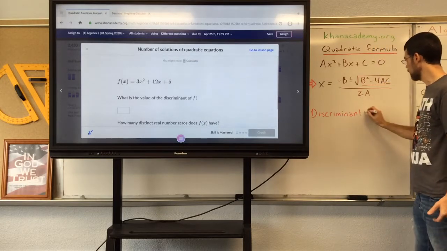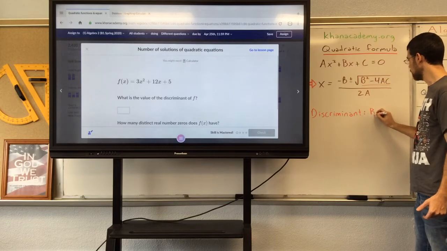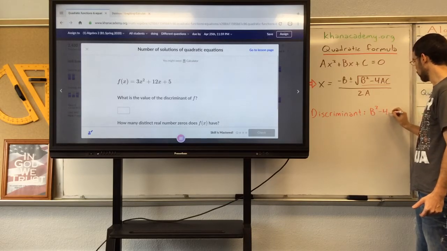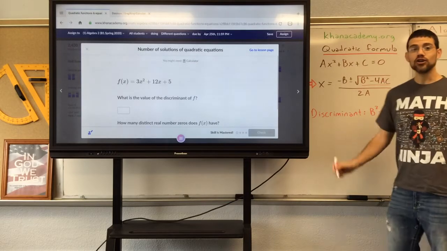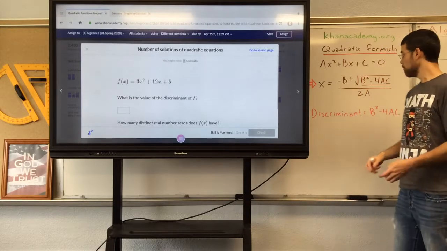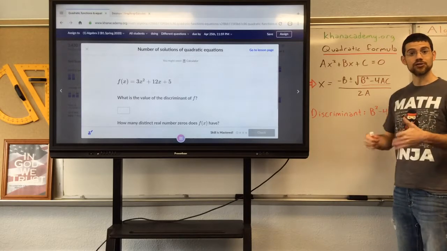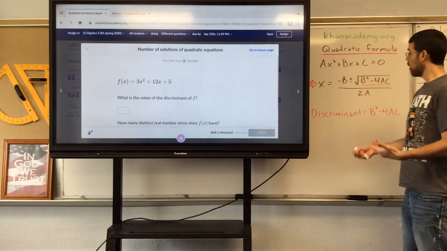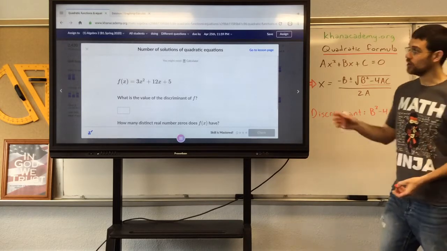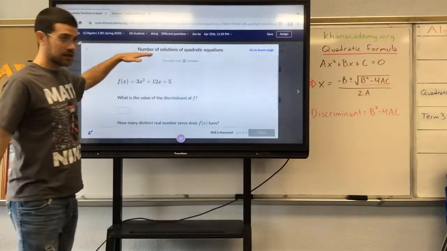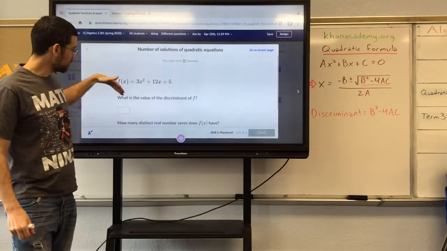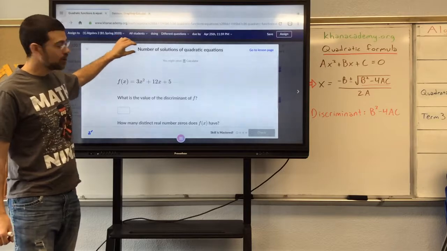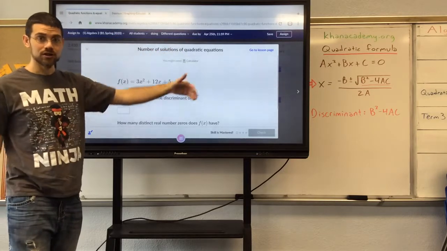The discriminant is b squared minus 4ac. It's called a discriminant because it helps us to discriminate, or to discern, or to decide how many zeros there are for the function. So remember, this is asking us what is the value of the discriminant, but it's under the topic number of solutions.